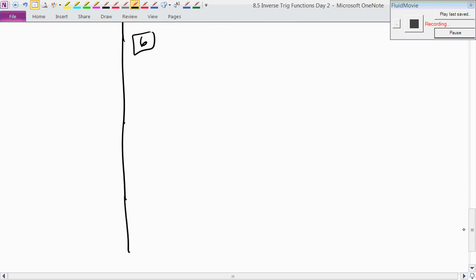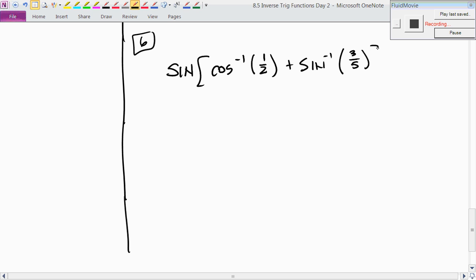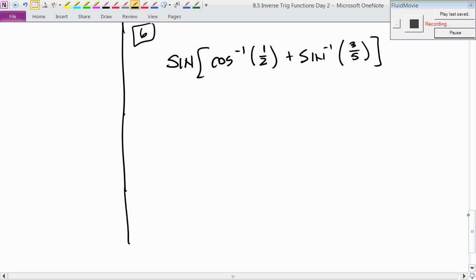A more challenging question for you. What is this? The sine of the cosine inverse of a half plus the sine inverse of 3/5. Yes, this is what we're gonna do. This is the most challenging as they get. Well, that's a lie. They get more challenging, but this is what we're doing right now. Of the 6 boxes, this is the most challenging.